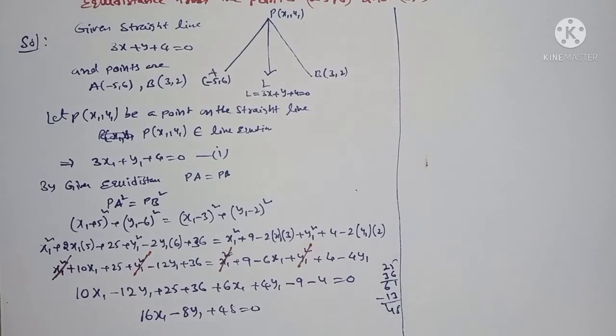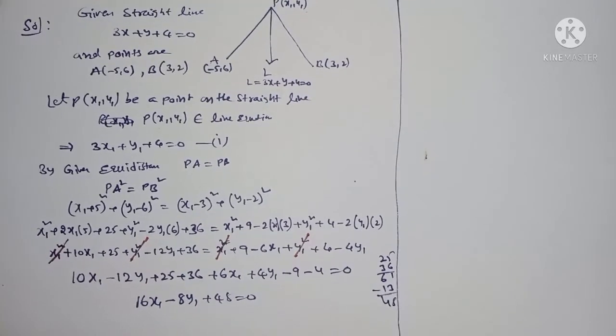We got 16x - 8y + 48 = 0. I can take 8 common. What happens then?